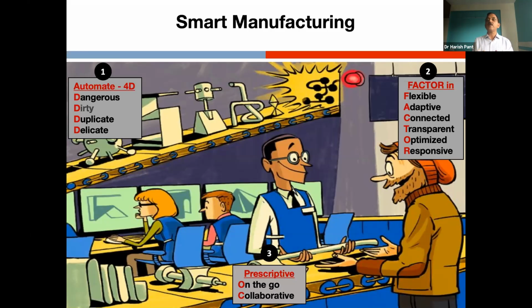Again, it is possible when our product development and processes are digitized and they are very much integrated in the manufacturing domain.